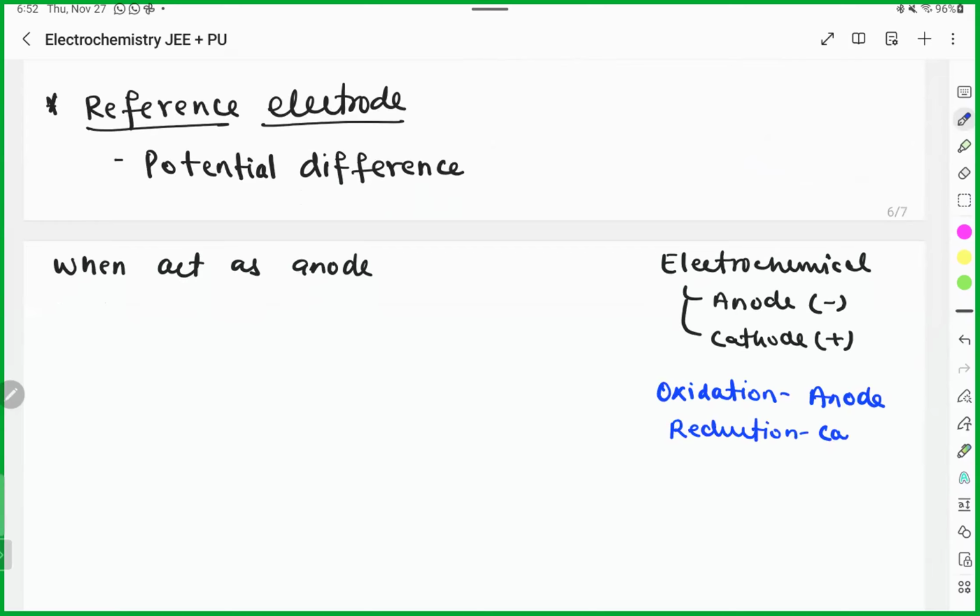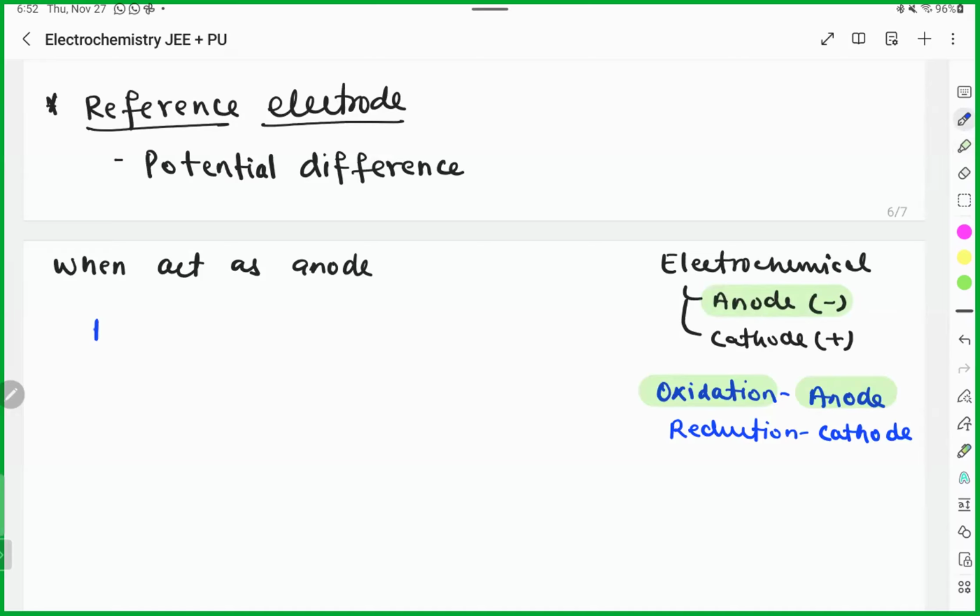This is the better way to understand, because you never make a mistake if you know that. Wherever oxidation occurs, it is the anode. But in an electrochemical cell, the anode is negative. In an electrolytic cell, the anode is positive. Correct? So wherever oxidation occurs, it is the anode. Example: in this case, hydrogen.